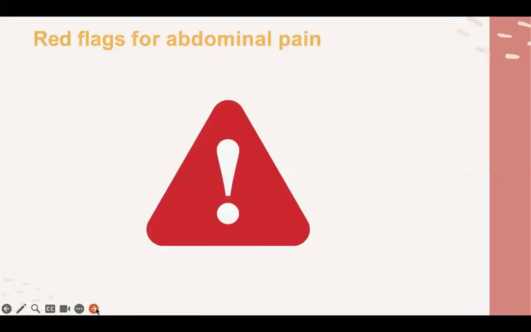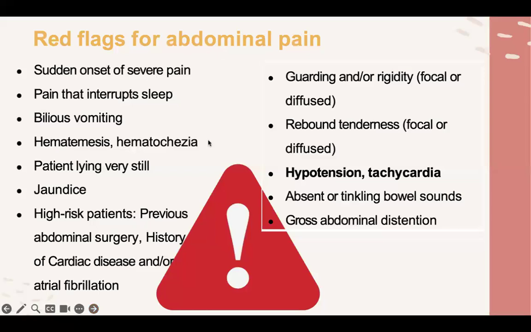After the physical examination and the history, we need to look for the red flag signs in every case. These are the red flag symptoms: sudden onset of severe pain, pain that interrupts sleep, bilious vomiting, hematemesis and hematochezia, patients lying very still, jaundice, and other high-risk patients like previous abdominal surgery, history of cardiac disease or atrial fibrillation.